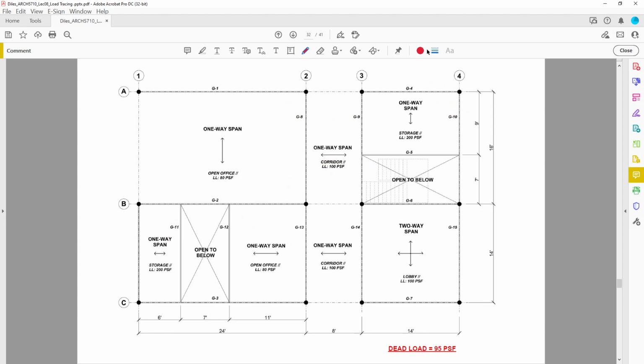Example 6. What does example 6 ask us? Calculate the loads on girder G9. Determine the beam reactions at column A3 and B3. Okay, so where is G9? G9 is here. And we calculate the beam reactions at columns A3, which will be up here, and B3, which will be down here. Okay, so let's do that.